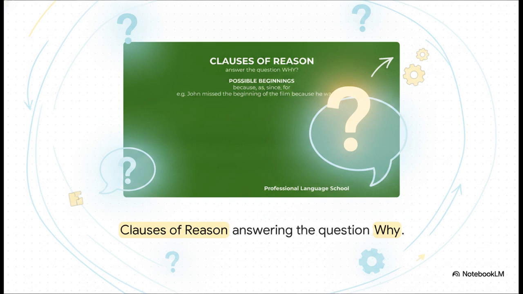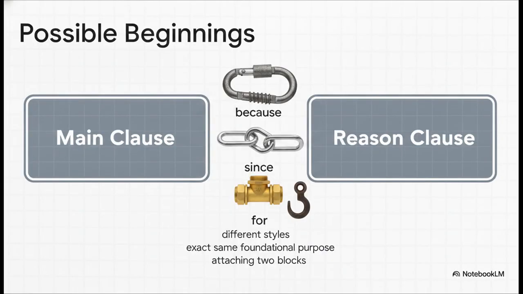Clauses of reason exist purely to answer one fundamental question: why? They tie the entire logic of the sentence together. If an action goes down in your main clause, your clause of reason shows up right behind it to explain the motivation. And here are the triggers you need to look out for.